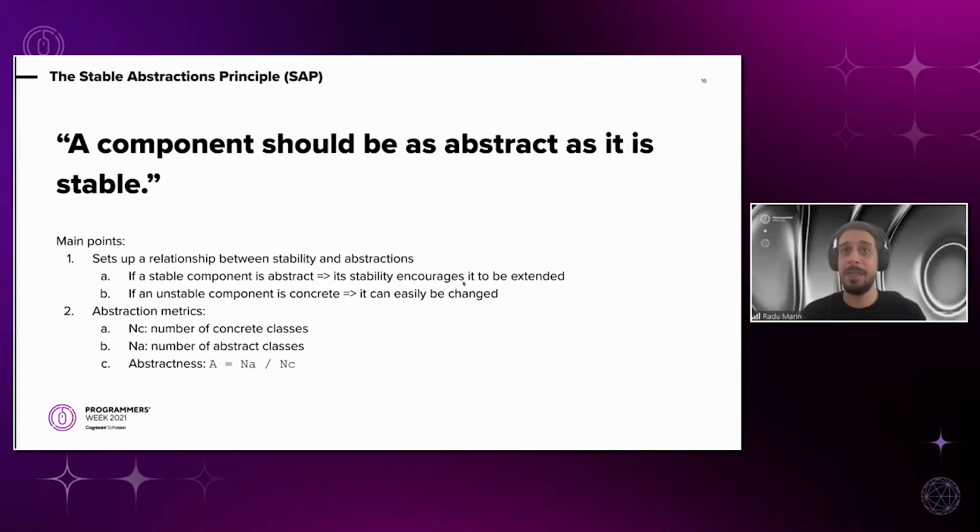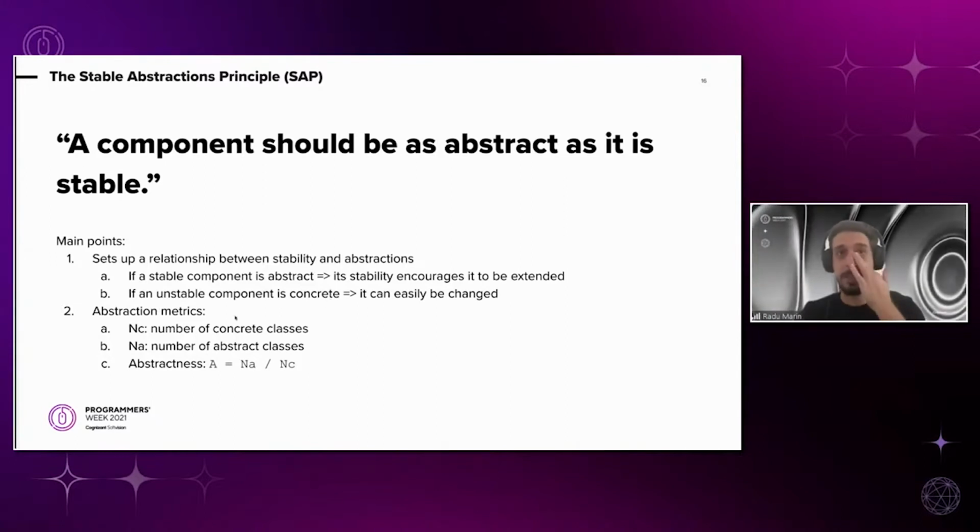it being stable encourages us to extend it. Being abstract, it's easy to extend. If it's unstable and concrete, like a UI, then it should be super easy to change, right? Nobody depends on us. We can change every time without affecting others. We're super concrete, so we're not changing abstractions, so we're not influencing anybody else through our changes. So this is what we want to strive for.